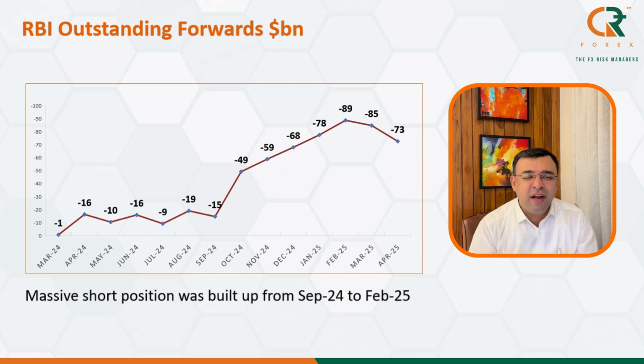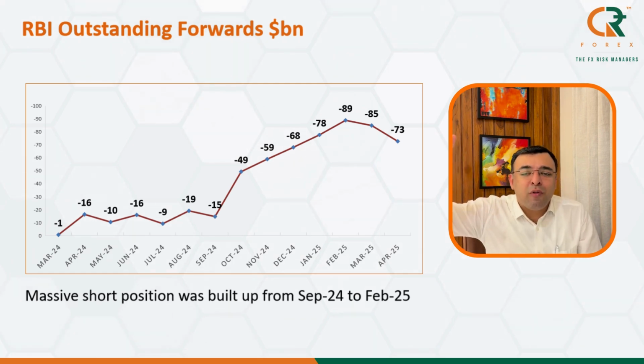Now, if you see the chart, you will understand that as on April 2024, the sell position was close to minus $16 billion. It went as high as $89 billion, and from there, currently it stands near $72 billion. If you see the chart, from October 2024 till Jan 2025, or you can say Feb 2025, there was a massive increase in RBI's sell position.